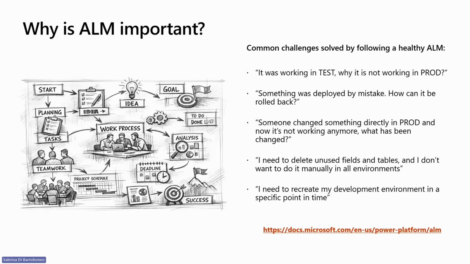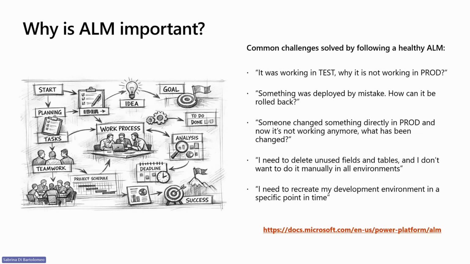Simply said, we often understand the value of ALM only after something goes wrong. And I'm sure many might recognize a few of these situations. "It worked in tests, why doesn't it work in prod?" This is a very common one. Everything is tested, tests pass, and then production behaves differently. A solid ALM process reduces this risk by ensuring that what gets deployed is exactly what was tested.